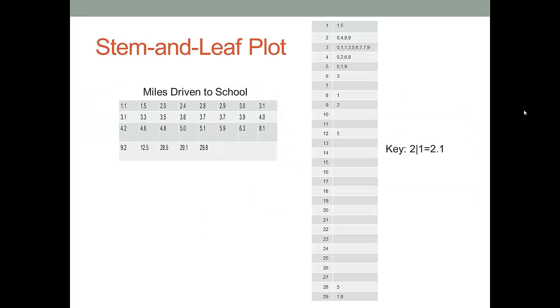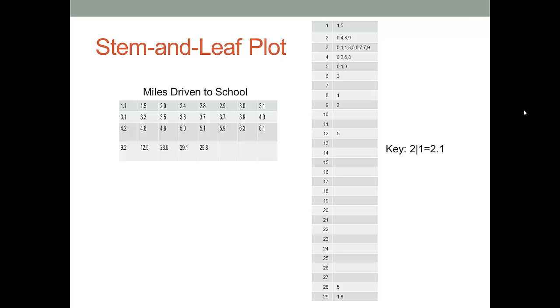A stem and leaf plot breaks the data up into the beginning part of the number and the ending part of the number, the beginning part being the stem and the ending part being the leaf. So here we have our miles driven to school data, and the stem has actually been the whole number part and the leaf is the decimal part. Notice that in each one of those stems, the leaves are in order. One advantage to this is for the reader, they can easily scan through to find the middle value.